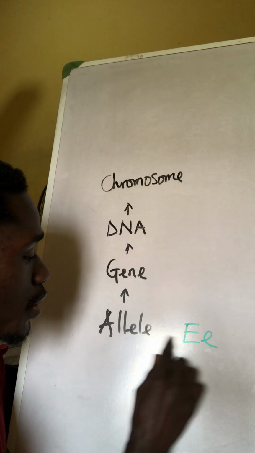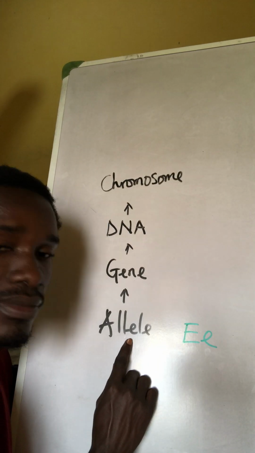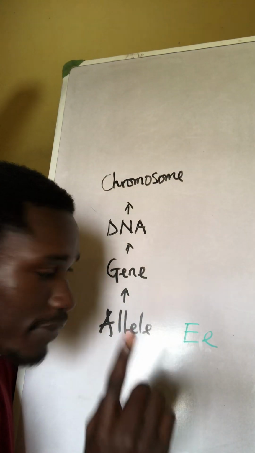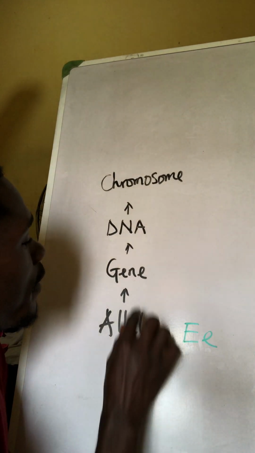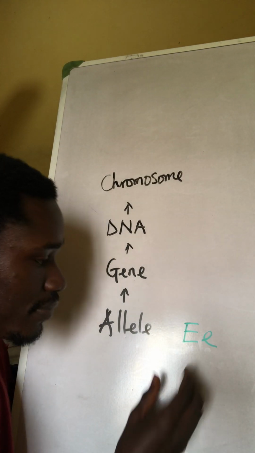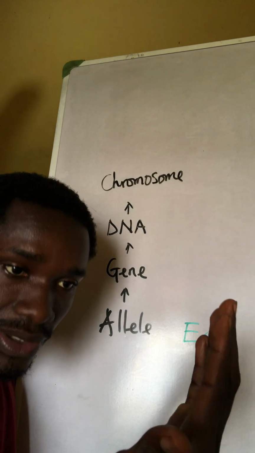So you could be heterozygous for eye color. So these are the 2 genes. Each of these genes is an allele. So an allele is just 1 copy in a pair of genes. Now what is a gene? A gene is the basic unit of inheritance. The basic unit of inheritance. That is from Mendelian genetics.